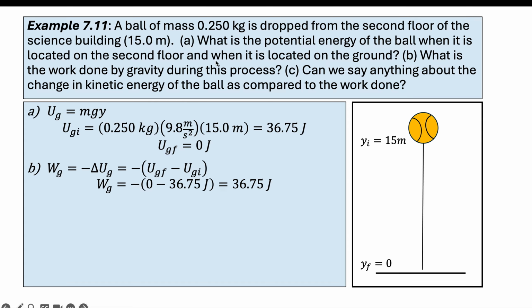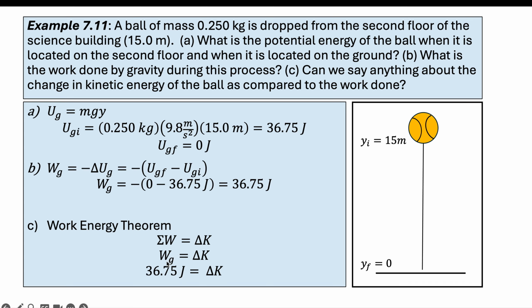Finally, it says, can we say anything about the change in kinetic energy of the ball as compared to the work done? And according to the work energy theorem, the net amount of work done by any forces has to equal the change in kinetic energy. The only force that's doing work is gravity. So the work done here by gravity is 36.75, and that's going to have to equal the change in kinetic energy. So if we know the work, we always know the change in kinetic energy.